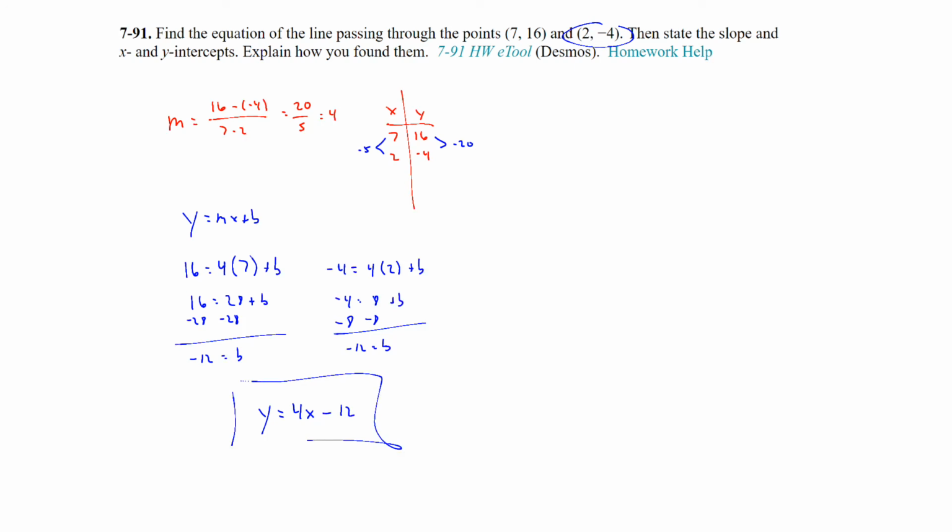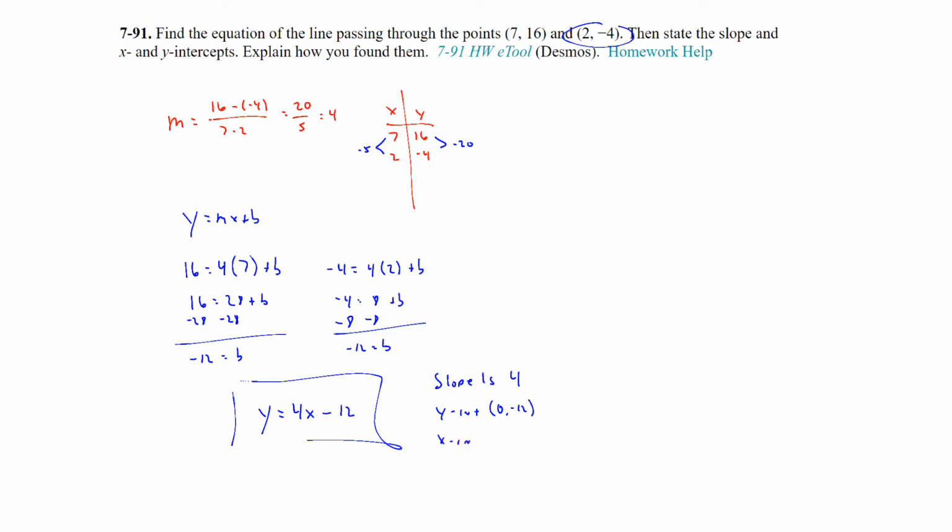So that's finding the equation. We need to state what the slope is, which we kind of already did up there, but we'll rewrite it here. What is the slope? What did we find? Slope is 4. The y-intercept we also found by writing it in slope-intercept form, it is 0, negative 12.